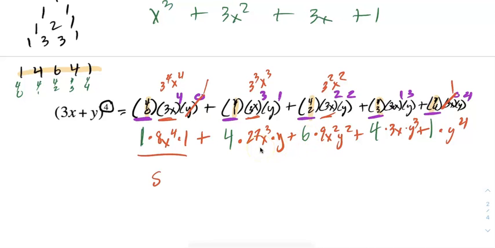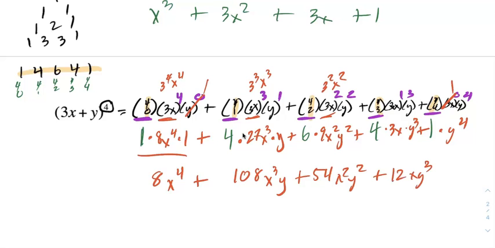Right, so we get that far, and then we just simplify each little term. So this is 81x to the fourth. This is, what, 4 times 27, so 108. 108x cubed y plus 54x squared y squared plus 12xy cubed plus y to the fourth. And it's fully expanded. So that's how you fully expand using binomial theorem.